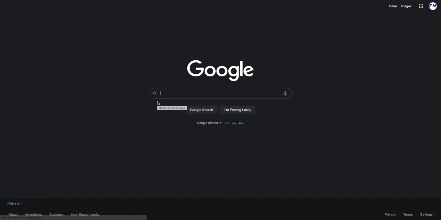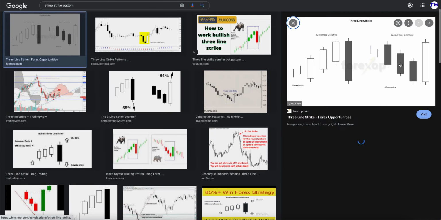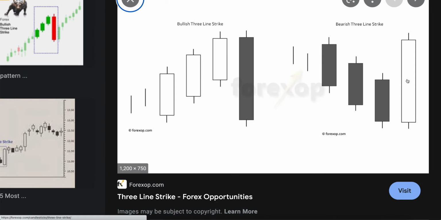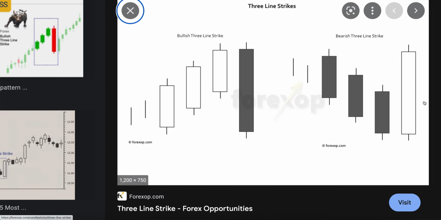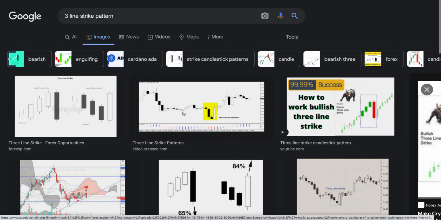Yeah, 3-line strike pattern. Okay, so it's a bearish continuation pattern, and it's when you actually make these 3 red candles back to back, 1 2 3, then one big huge green candle that's bearish, and the trend is going to continue to the downside. So it's not something quite bullish, something like this.